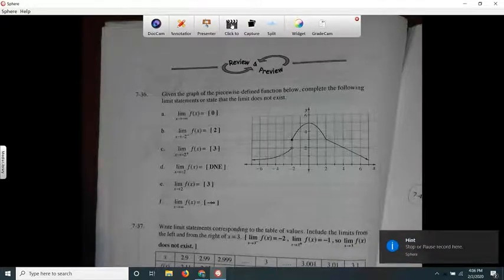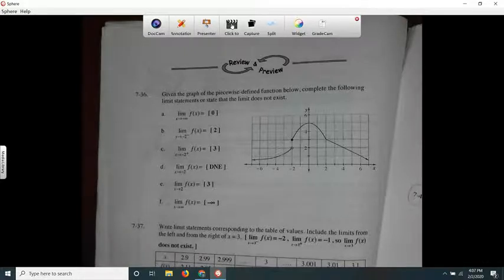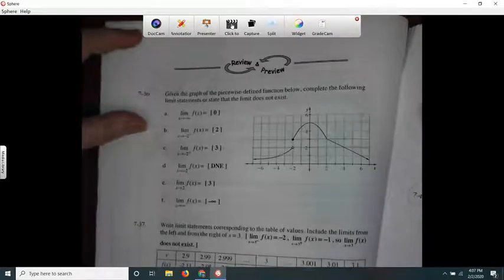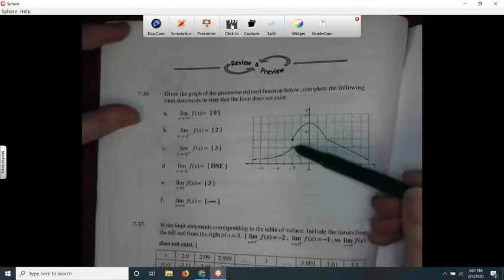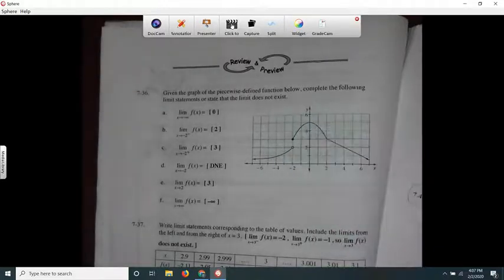Here's Precalc 7-36. It says, given the graph of the piecewise defined function below, complete the following limit statements or state that the limit does not exist. So if you were absent on the day that we learned about limits, the way they described limits to us in our book was they had little beetles or little bugs, both approaching from the left and the right, and the limit was where they think they're going to meet. So you'll hear us talking about that in class. But basically, let's just look at these and see.